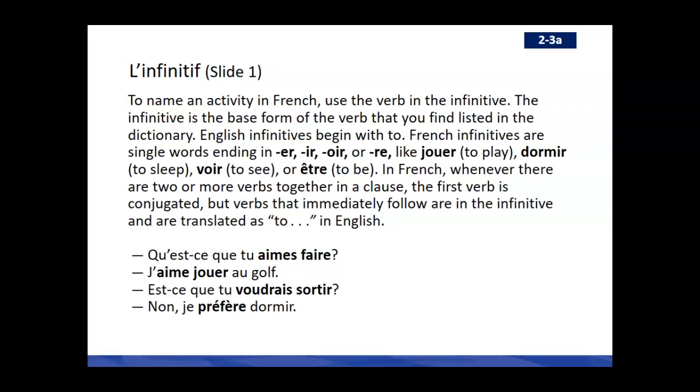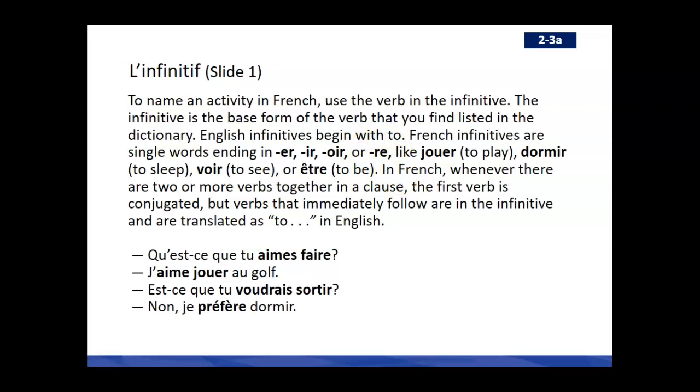Okay, so infinitives in French have different endings. They can have an ER ending, like in the verb jouer, which means to play. They can have an IR ending, like in the verb dormir, which is to sleep. They can have an OIR ending, such as the verb voir, to see, or an RE ending, like être, to be. Maybe another one that you might have already seen with an RE ending would be apprendre, which is to learn.